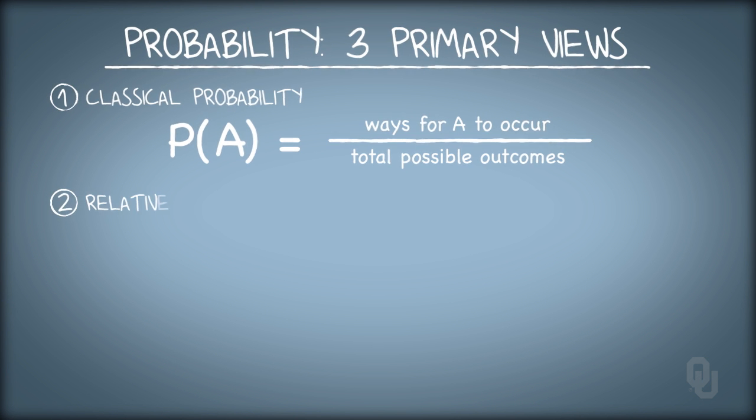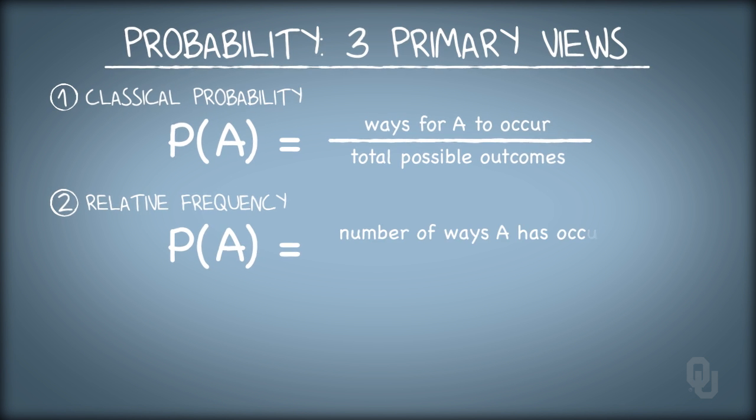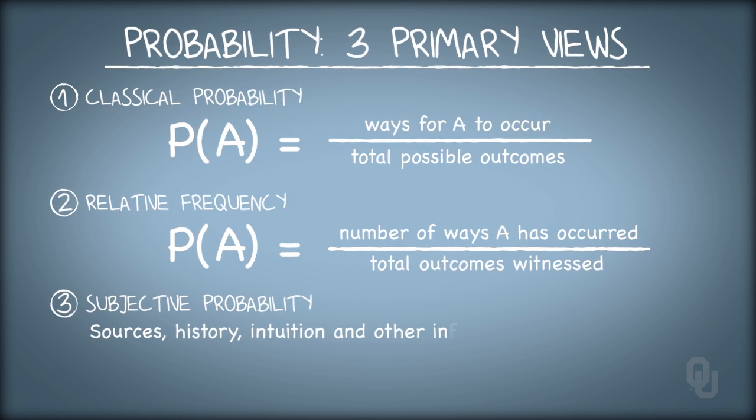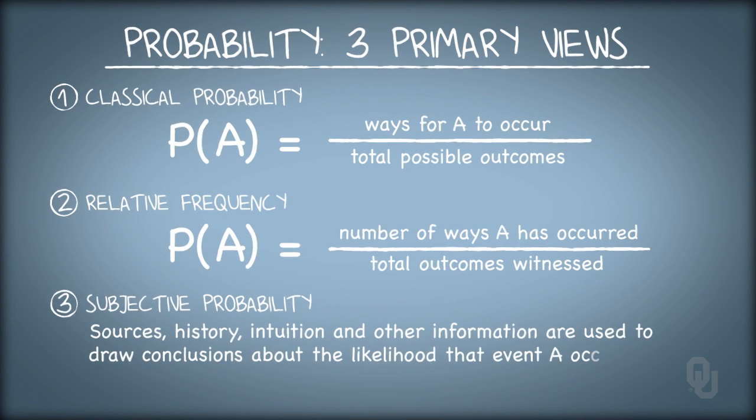The second view is relative frequency, where, to find the probability of A, we go back in history and count the number of times we saw A occur in an experiment, and we count the total number of outcomes we saw from that experiment. The ratio of these two numbers gives us an idea of how likely A is to occur. The third view of probability is subjective probability, where we use several sources, maybe some history, maybe some intuition, maybe some extra information, to draw conclusions about the likelihood that event A occurs.